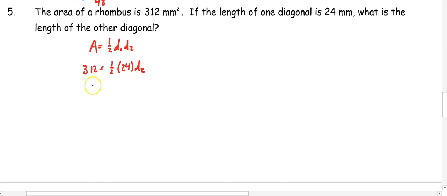We know that half of 24 is 12, so we have 312 equals 12 times diagonal 2. So we can divide both sides by 12, and we get that the second diagonal has a length of 26 millimeters.